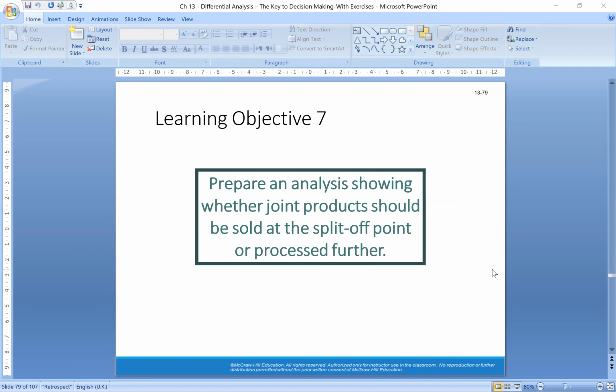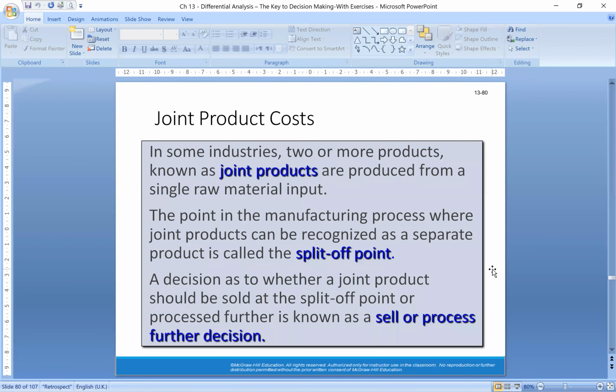Look, in some industries, two or more products known as joint products are produced from a single raw material input. The point in the manufacturing process where joint products can be recognized as separate products is called the split off point. A decision as to whether a joint product should be sold at the split off point or processed further is known as sell or process further.